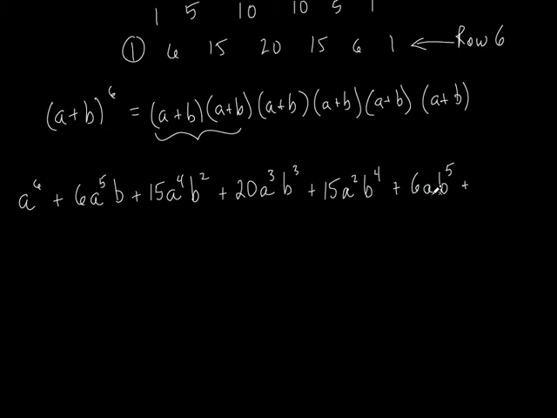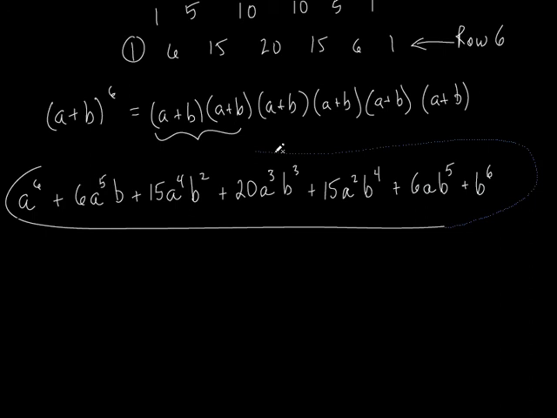Plus, coefficient, it's just a 1. Our a goes away, doesn't it? Because it's a to the 0. And then this is going to be b to the 6th. And there it is. Look at that crazy thing. That's the answer. Yep, just find that pattern.